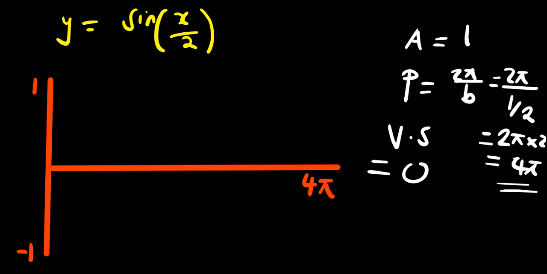Now we have to again demarcate it into 4 areas. The half of 4 pi is just 2 pi. The half of 2 pi, or between 0 and 2 pi, will just be pi. Then between 2 pi and 4 pi, it will just be 3 pi. Or you get the same pi and you multiply it by 3. Okay, so this is what we have.